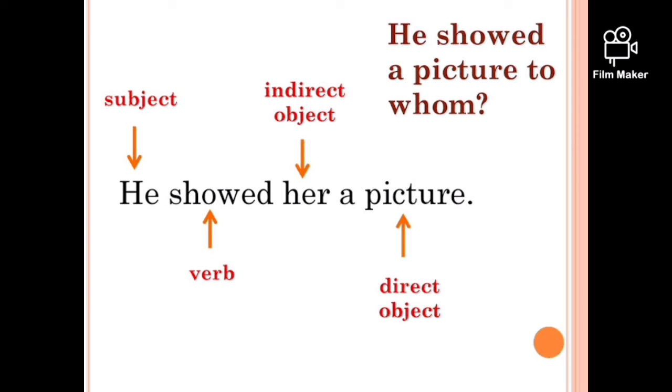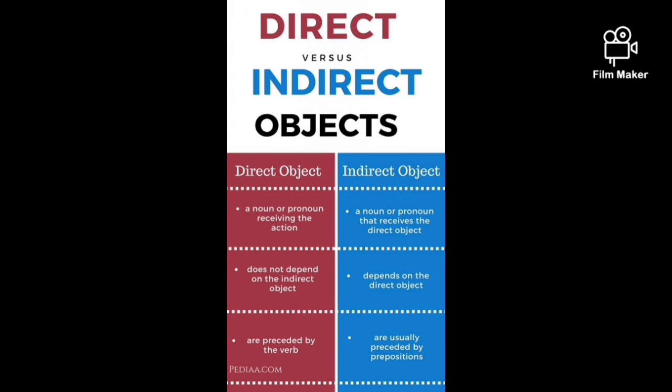Okay, so the subject is the one who does the action, the object is the one who receives the action. So here two objects are receiving the action. The first recipient is the direct object, the second recipient is the indirect object. So the differences can be like this. Direct object: a noun or pronoun receiving the action. Indirect object: a noun or pronoun that receives the direct object. So it can be either a noun or pronoun which receives the action. What is that? The direct object. The direct object can receive the action, but the indirect object receives from the direct object. The direct object doesn't depend on the indirect object, but the indirect object depends on the direct object.